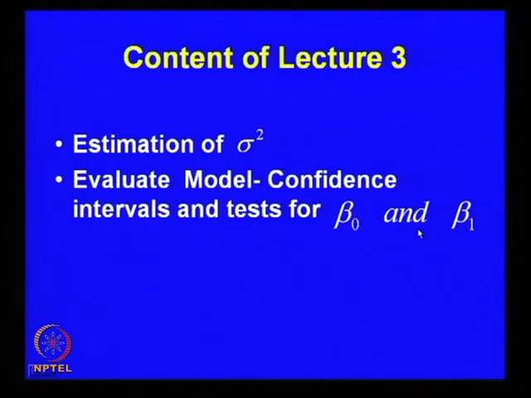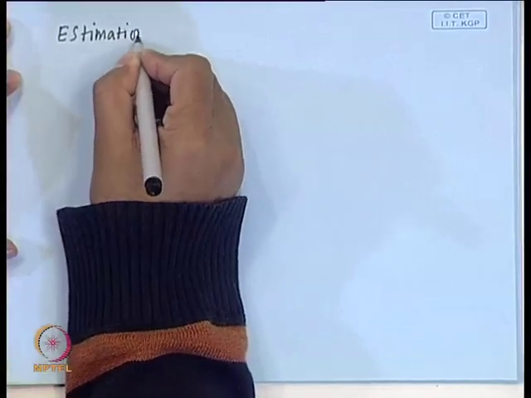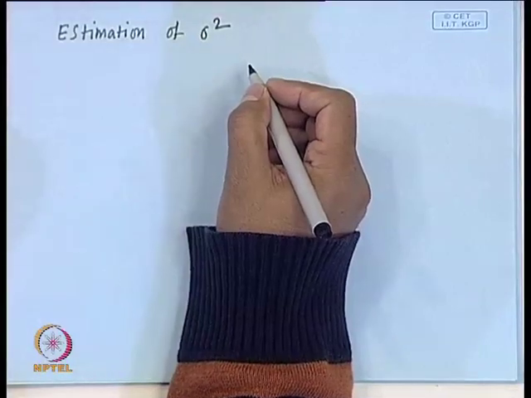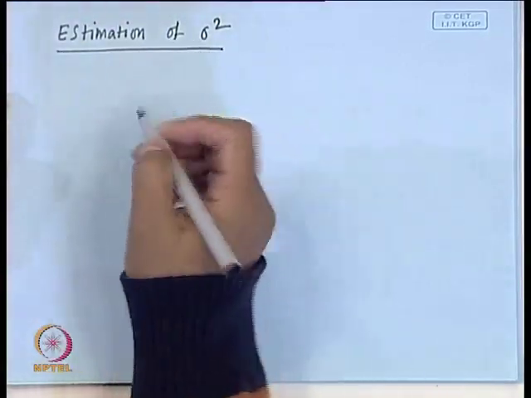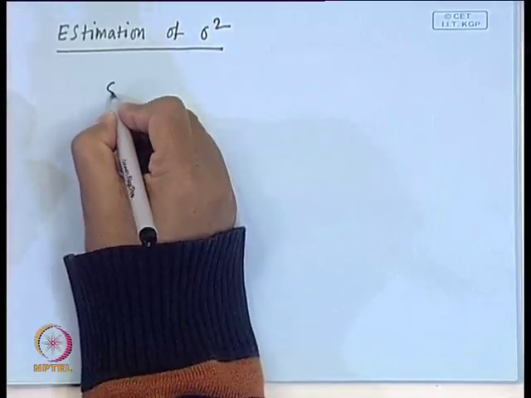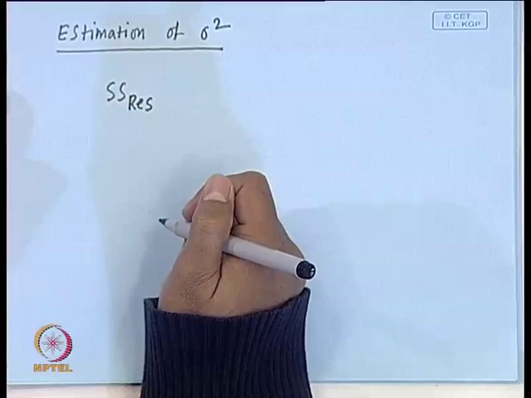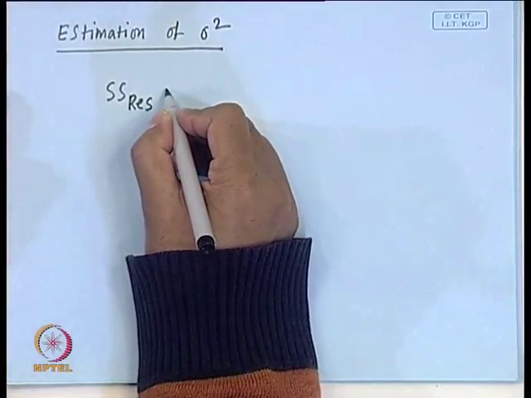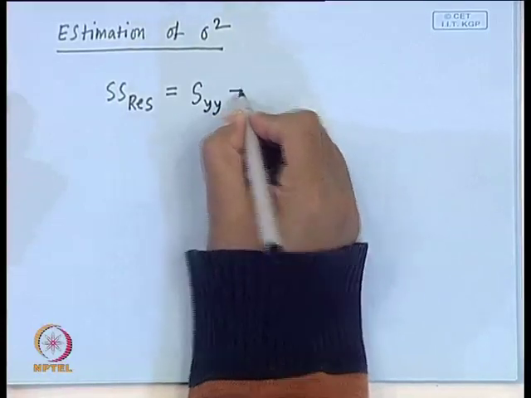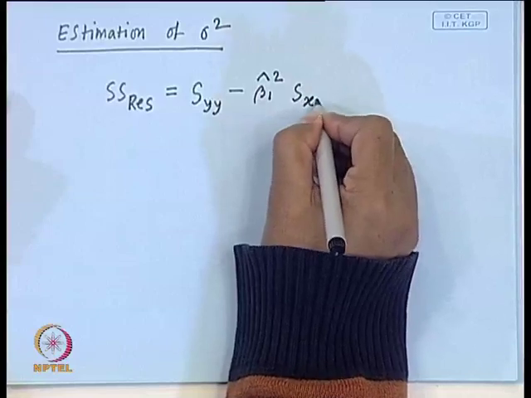So, first we talk about the estimation of sigma square. The estimation of sigma square is obtained from SS residual, and in lecture 2 we proved that SS residual can be written in the form S y y minus beta 1 hat square S x y.